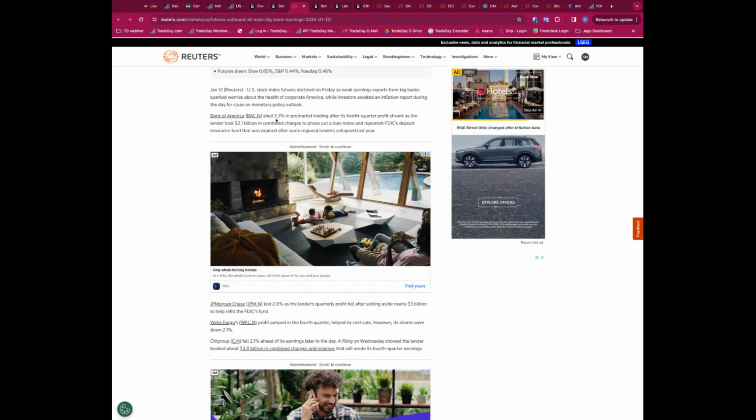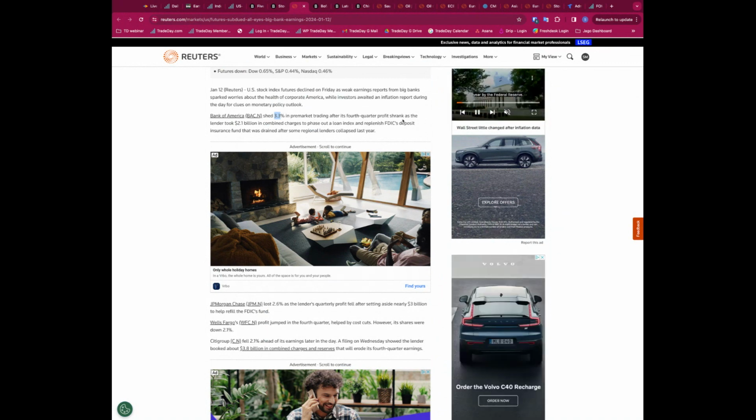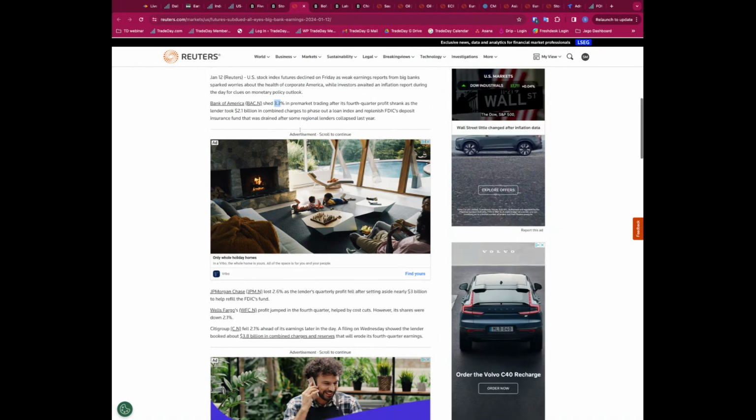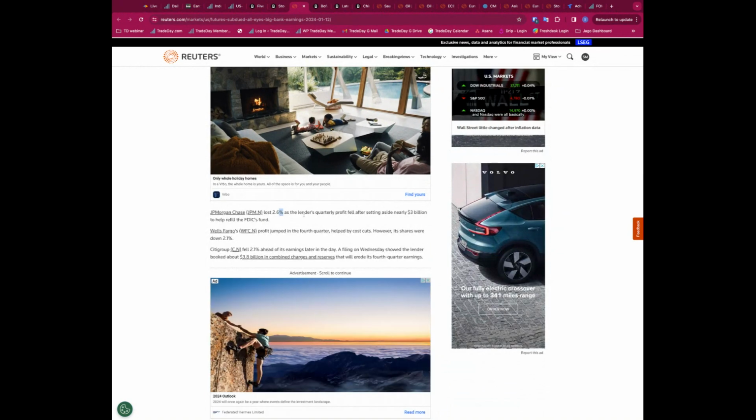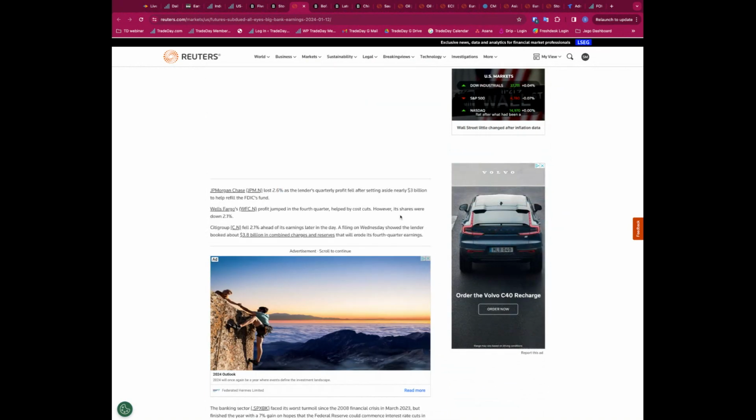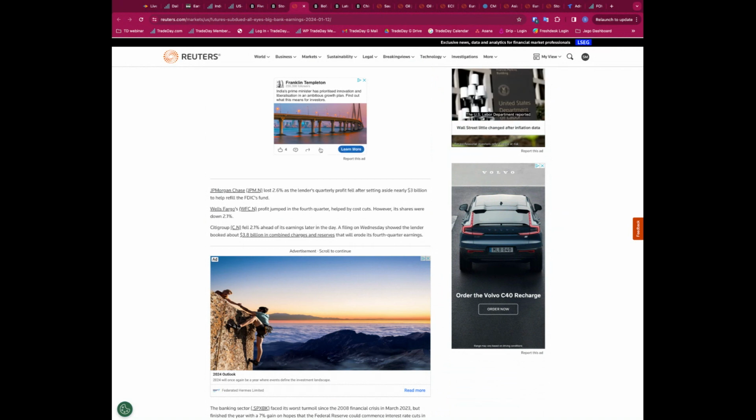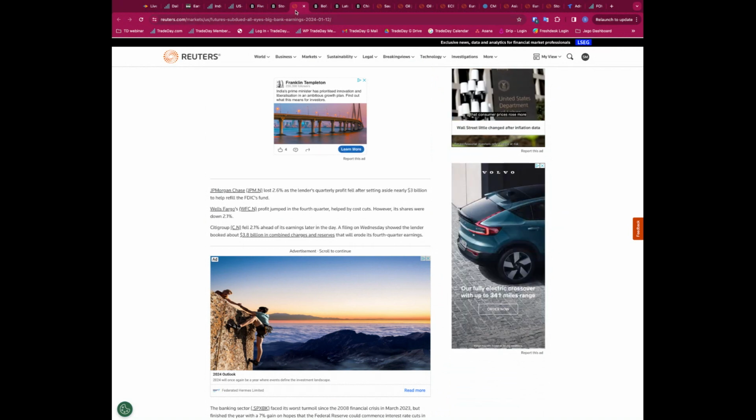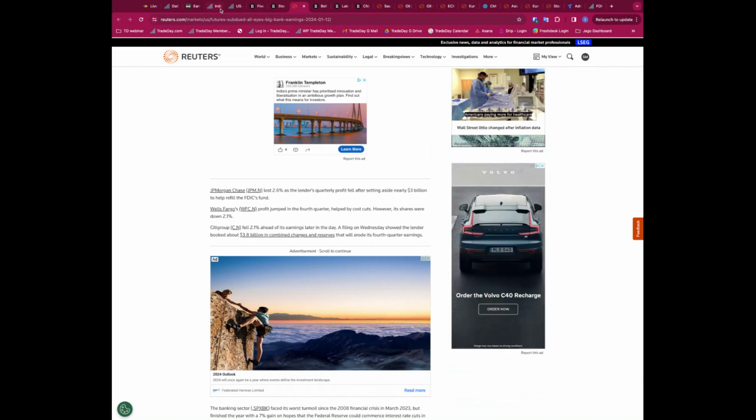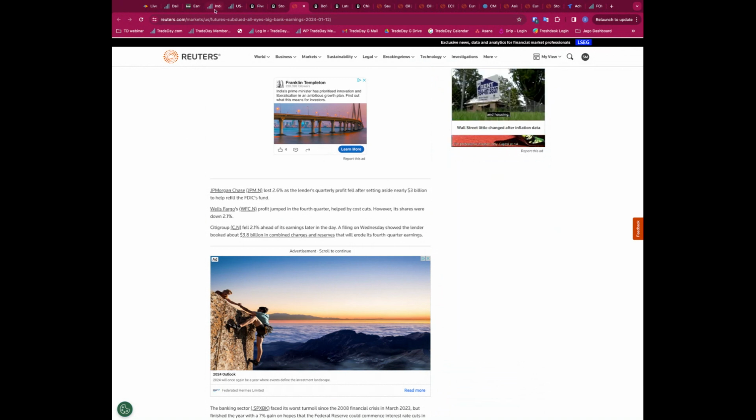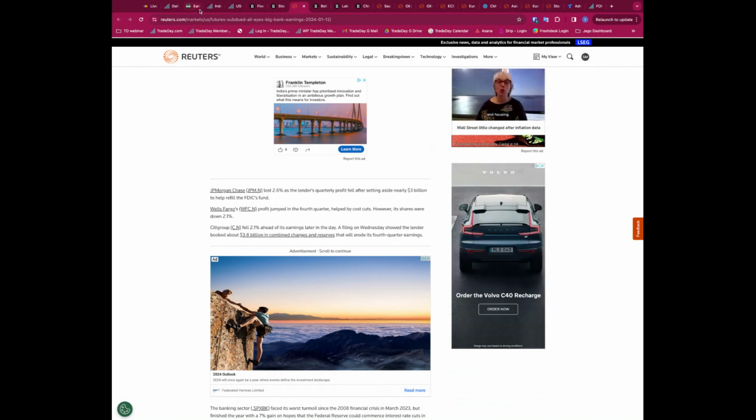And if we go down, look, Bank of America down 3.3% in pre-market trading. Fourth quarter profit shrank, and then JP Morgan Chase down 2.6%. The lender's quarterly profit fell after setting aside $3 billion to help refill the FDIC's fund. So I'm not going to go through all of them, but a negative reaction to the kickoff to earnings season, with the banking sector down this morning and weighing on the broader market as well. Let's dive in now.